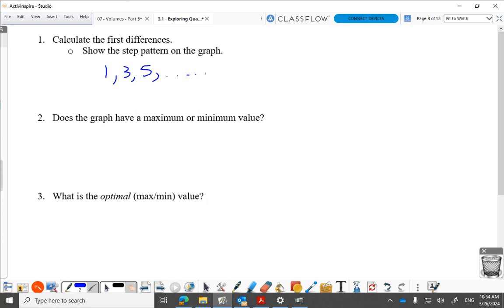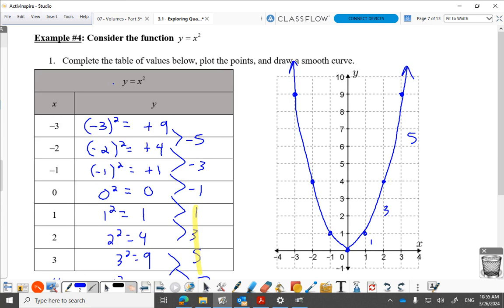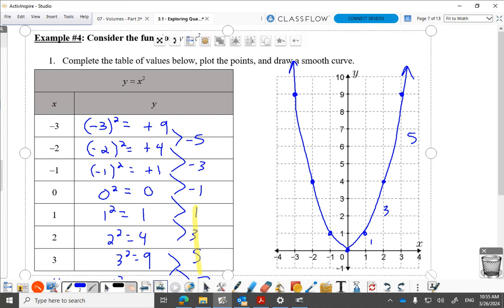Does the graph have a maximum or minimum value? What does max or min mean? Max is a highest point? No, it doesn't have a highest point. We could draw this forever, but it does have a minimum point. It has a minimum value.